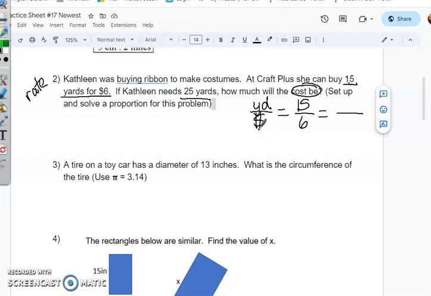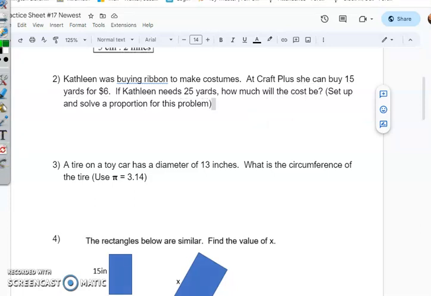Now we have another number. A lot of you have been seeing this on Mathia. If Kathleen needs 25 yards, how much will the cost be? Well, notice cost ends up on bottom. So your job is to cross multiply this. And now that I'm looking at this, this looks very similar to a different proportion we did on a different practice sheet.